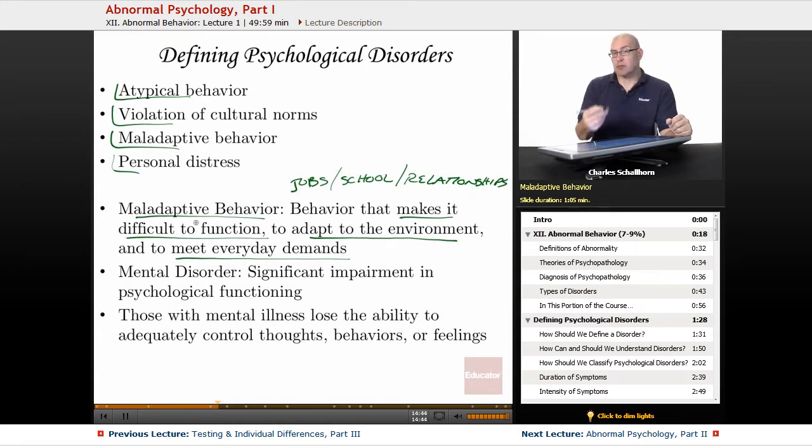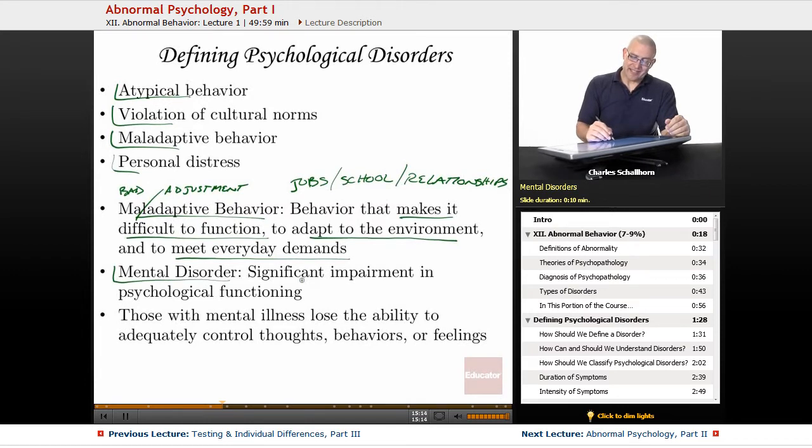And that becomes a problem when an individual is attempting to get along in life and do things that are going to be helpful and make them successful. So that's maladaptive behavior. You know that the word mal in Spanish means bad. And so essentially, maladaptive means bad adjustment, unsuccessful adjustment.